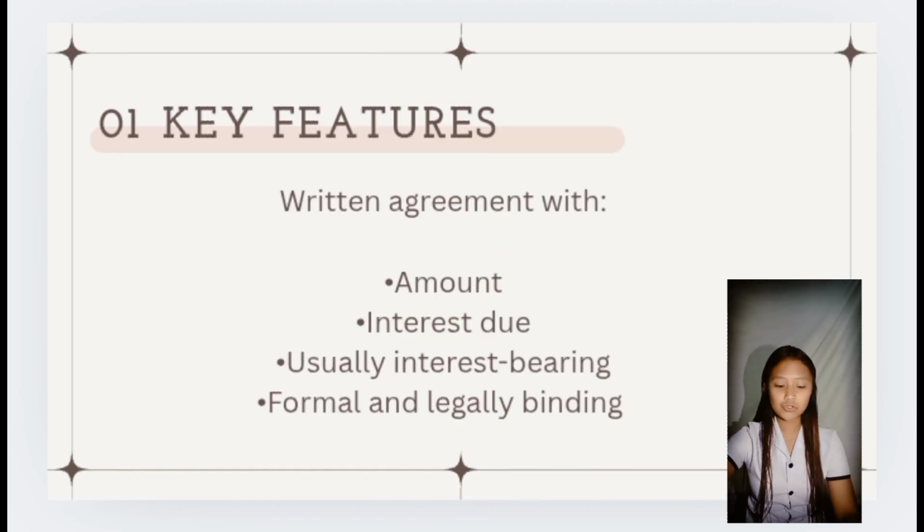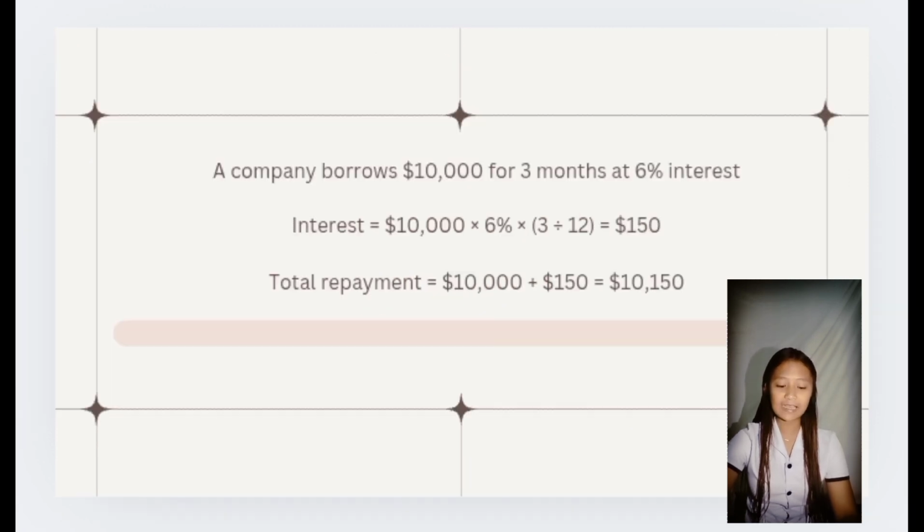What are the key features of notes payable? First, we have the amount, interest rate, due date, usually interest bearing, and formal and legally binding. Each note payable must state the principal amount, the interest rate, and the due date. These notes are typically interest bearing and must be signed by both parties. The legal nature of the document gives lenders confidence and provides legal recourse if the borrower defaults.